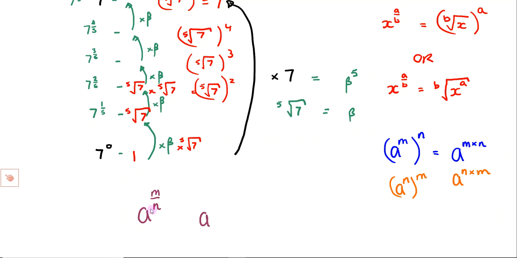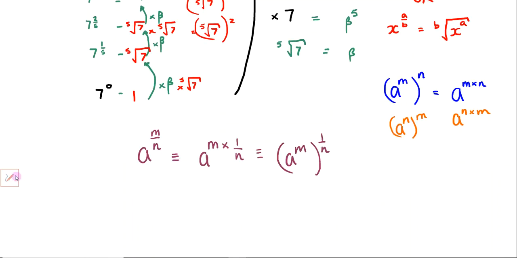No, I want to split this up. A raised to m. Oh! A to the power of m multiplied by 1 over n. 1 over n, that would give you m over n. Which could then be written as a to the power of m, to the power of 1 over n. Got that? Or a to the power of 1 over n, to the power of n, which is what we were doing. We were doing that second one.